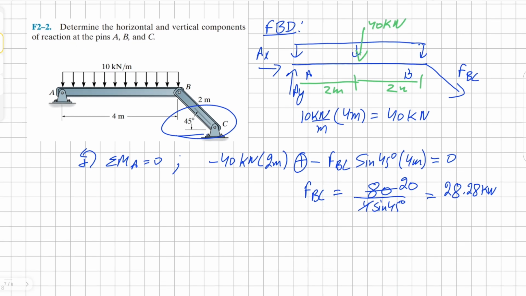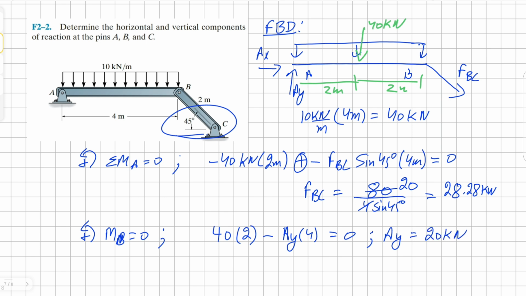Okay, now let's take another moment about the point B in order to find the value for our point AY. So first we encounter our point load 40, and that's 2 meters away. And then we have AY, therefore negative AY times 4 meters equals 0. Solving for AY, we get 20 kilonewtons positive as our answer.